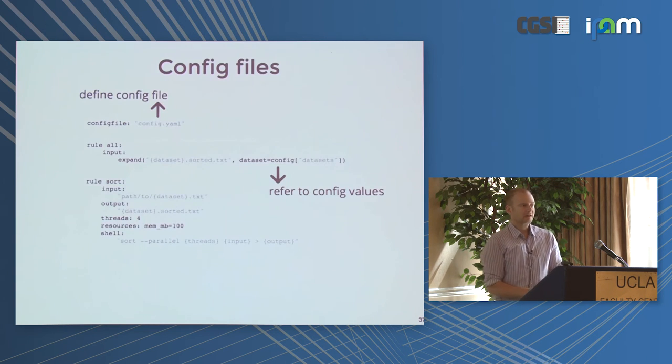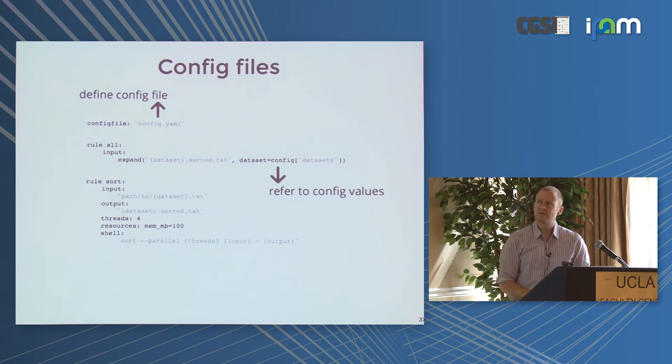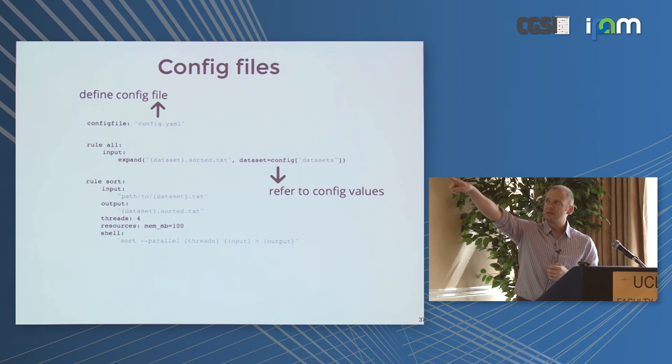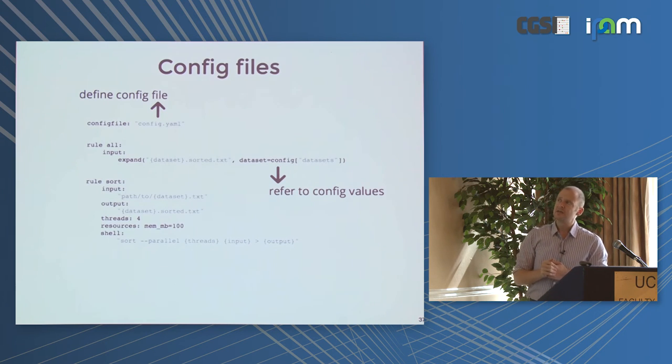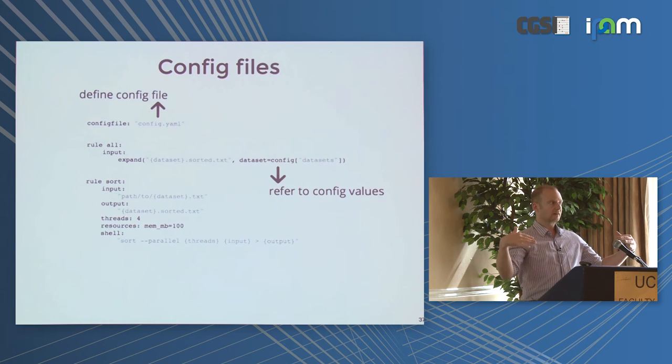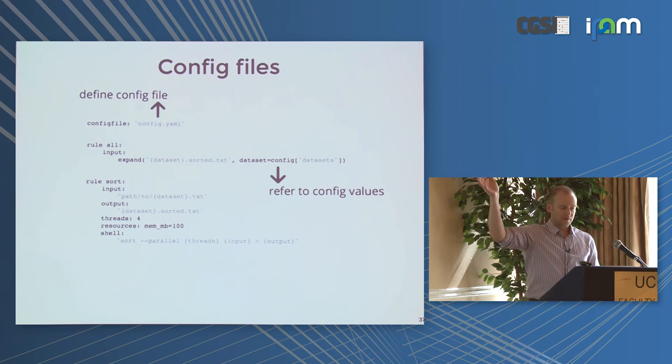So you can also have config files using the YAML file format. It's very simple. It basically just describes, for example, a couple of data sets you would like the workflow to run on. And then in the rule all, you just put the data sets provided in the config file into the input, and then it runs the rule sort on all the data sets provided in the config file. This is what I'm showing here.